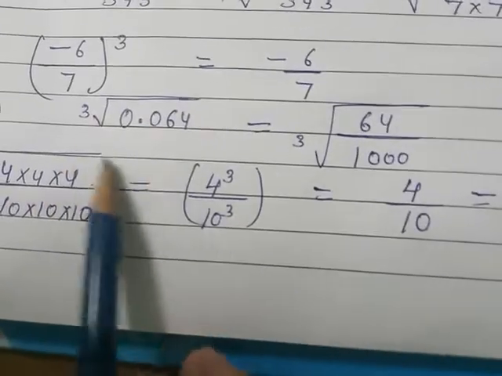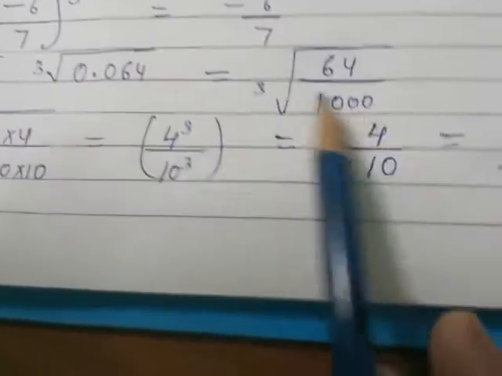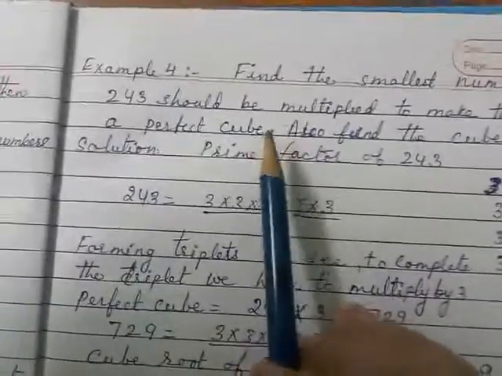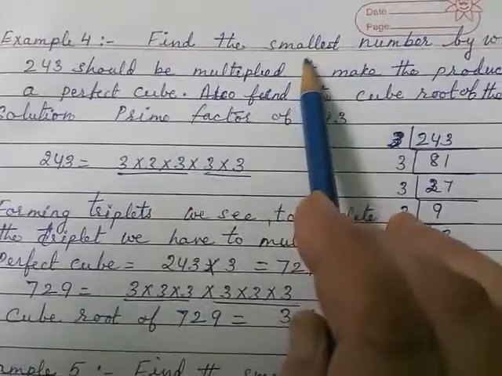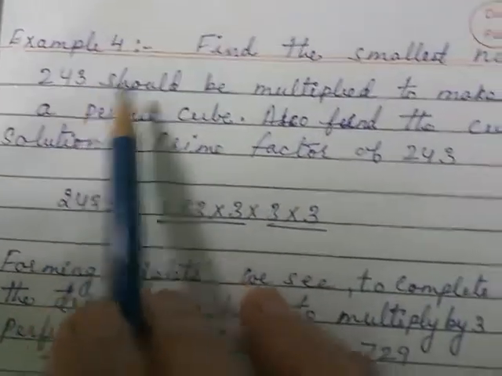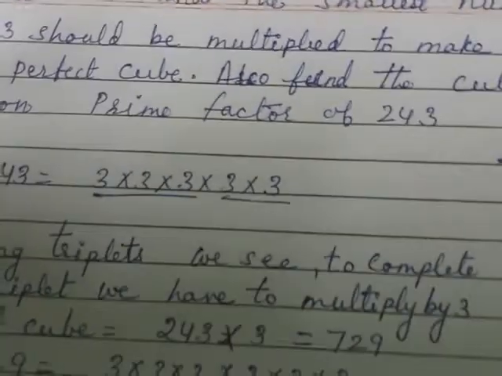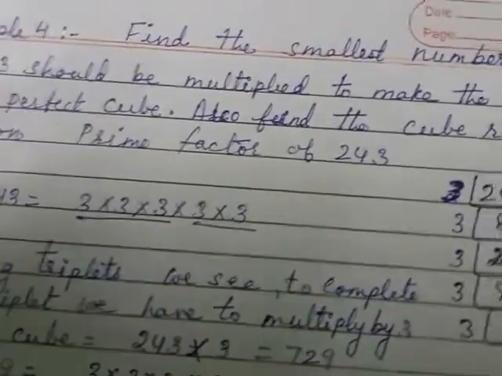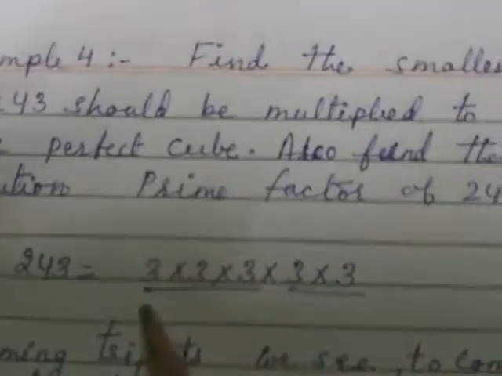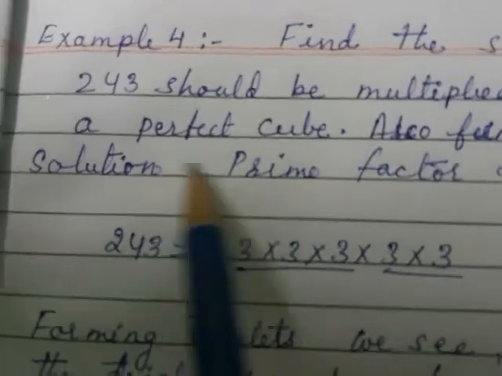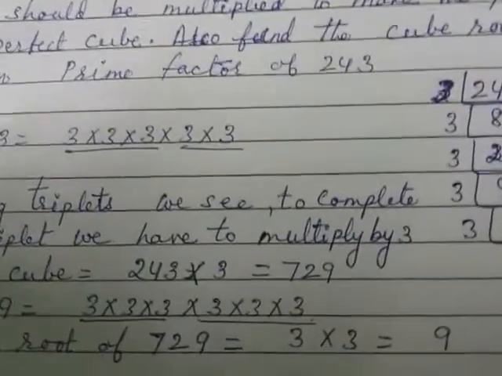In this way, children, we will find the cube root. To find the cube root of any decimal number, we first remove the decimal and then find the cube root. So here are some numericals, children. Find the smallest number by which 243 should be multiplied to make the product a perfect cube. In the previous session also, children, we found the smallest number, but there we had to find the perfect square, and in this question we will find the perfect cube. Also find the cube root of the product.